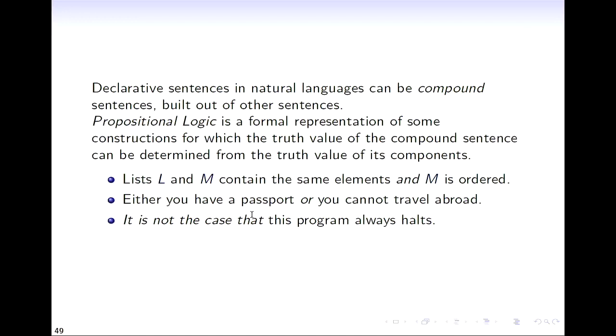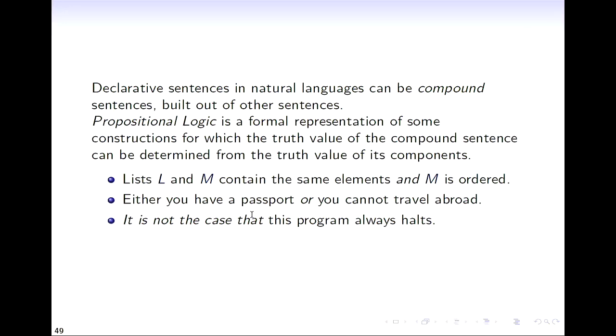What we can do, and like to do, in logic is take some of the compositions that are used in natural language and formulate them as logical operators. Declarative sentences in natural language can be compound, built of other smaller sentences. And as I said, propositional logic is a formal representation of some of these constructions that we can use. And then we know the truth value of a compound sentence if we know the truth values of the individual sentences.